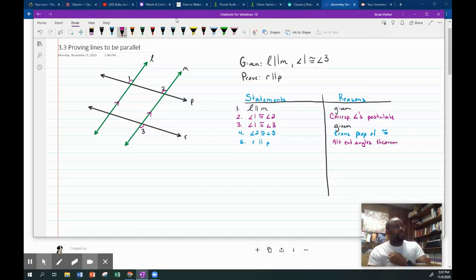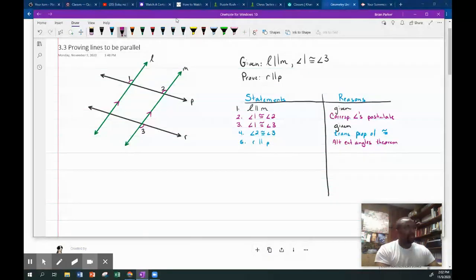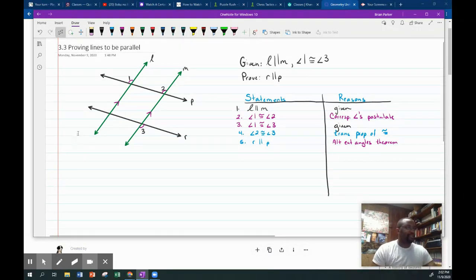Okay, so we're basically saying it goes both ways. We're saying if you have two parallel lines cut by a transversal, then their alternate exterior angles are congruent. Or you could say it the other way around, which we call the converse. If there are two lines cut by a transversal and their alternate exterior angles are congruent, then those two lines are parallel. All right, and so we're going to stop right there because that proof is done.